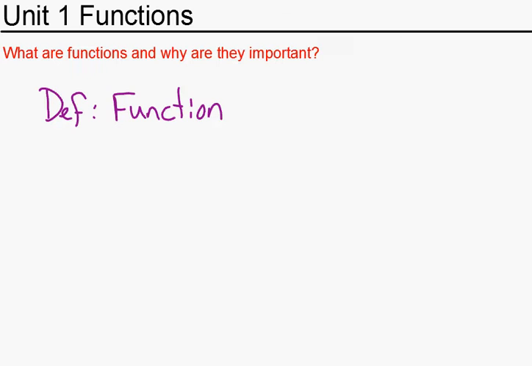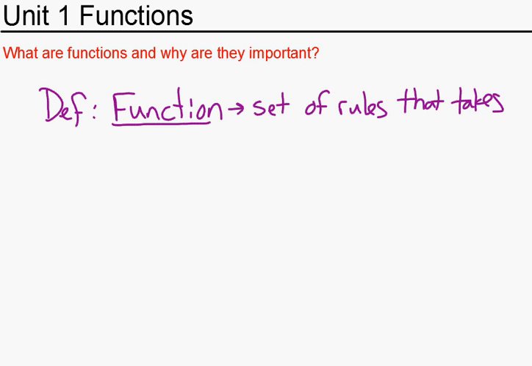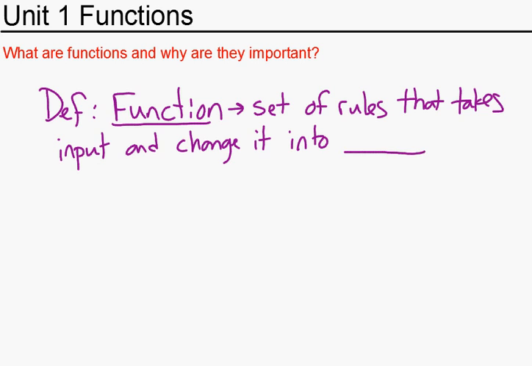So let's do 3 quick definitions, 3 definitions that'll set the stage for what we're going to do this year. First one is the definition of a function itself. I'm going to say that a function is a set of rules that takes input and changes it into, I'm going to leave it blank, and then output. So a function is a set of rules that takes input and changes it into output.